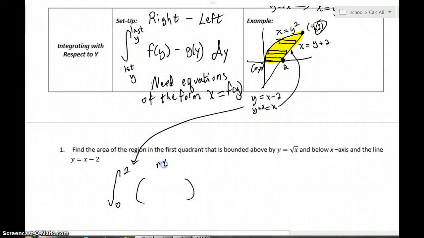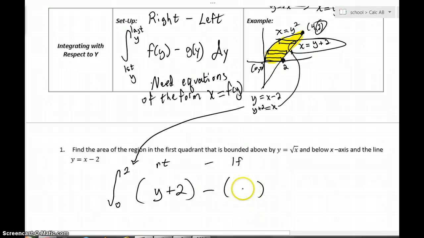Now what? Well, I'd like to say right minus left. But I'd like to have x equals equations. The right boundary was x equals y plus 2. How about the left boundary? Well, the left boundary was x equals y squared.